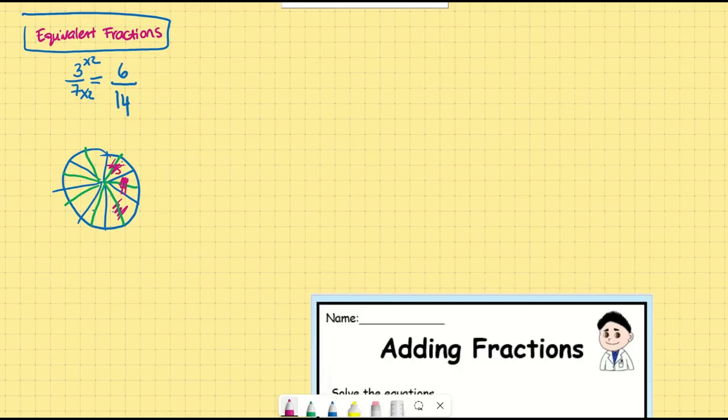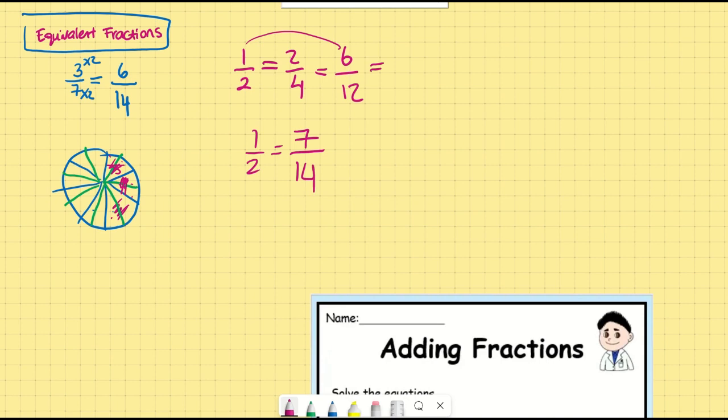So I write it now a little bit. 1 over 2 is equal to 2 over 4, and another one is 6 over 12. See, look at this: 1 times 6 is 6, so 2 times 6 is 12. And then I can do 7: 1 times 7 is 7, and 2 times 7 is 14. Okay, so equivalent fractions are the same fraction, but you are dividing it into more or fewer parts.